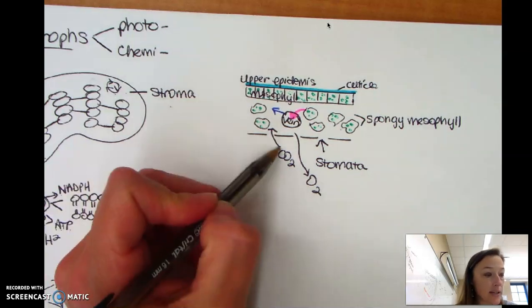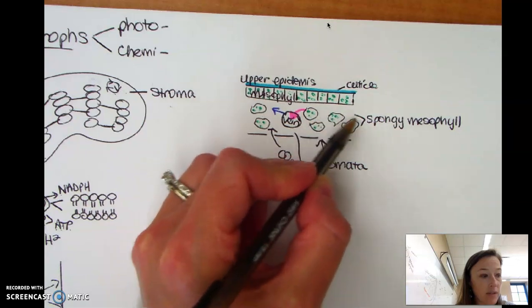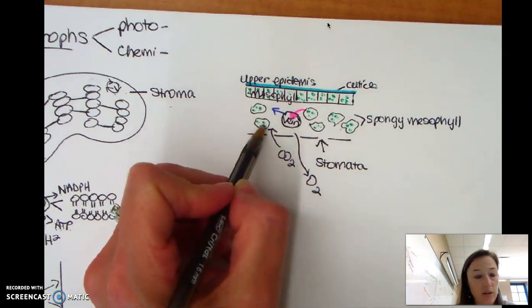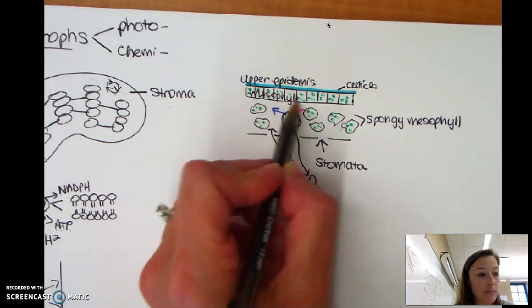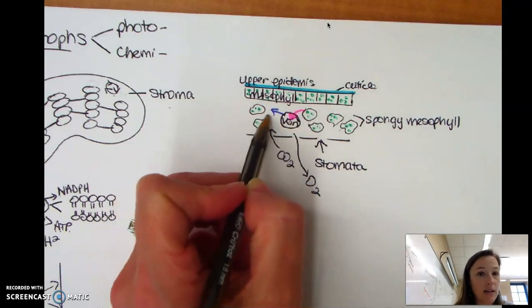And so that CO2 is going to come in, going all around these spongy mesophylls, giving them CO2 for the light-independent reactions. It's going to go up here to these mesophylls. And so the fact that we have this spongy mesophyll allows that CO2 to go through.